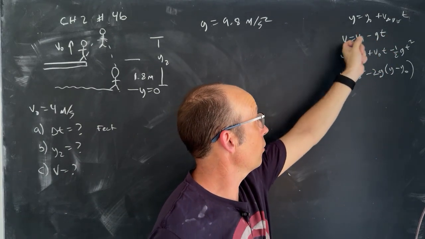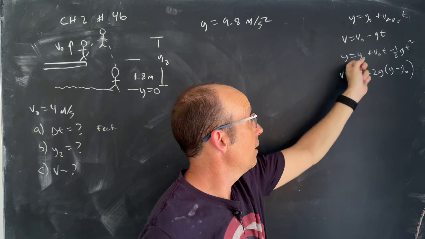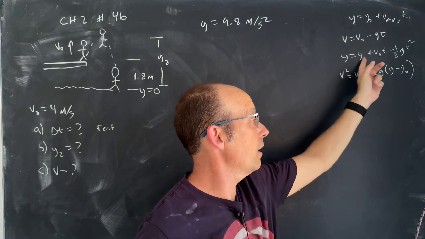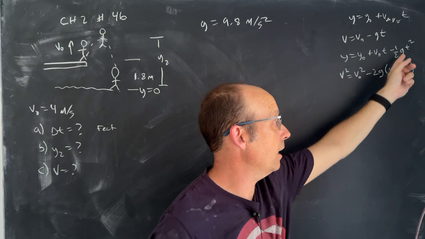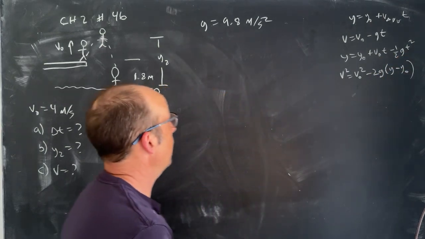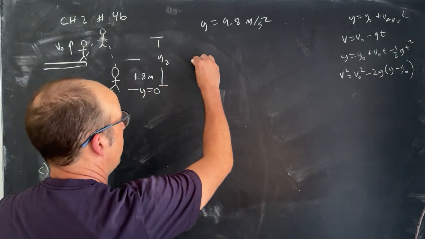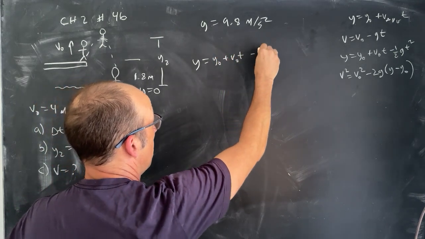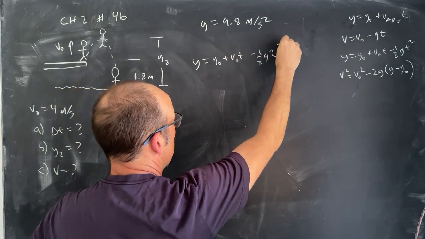This one, again, I don't know the final velocity. I can't use that one. This one I can use. Okay, I do know the final position. I do know the initial position. I know the initial velocity, and I know g. So let's just go ahead and use that one. So I'm going to put it right here: y0 plus v0 t minus 1/2 g t squared.